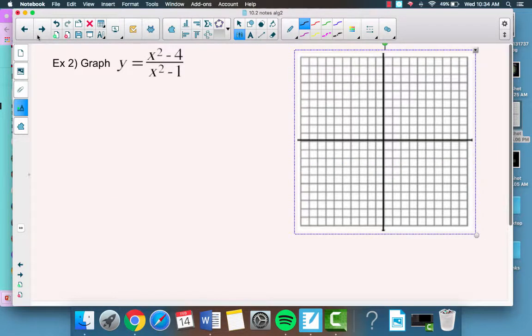So let's try example 2. Example 2 is a little bit different because now we've got two different types of equations on the top. We have an x squared and an x squared. So I'm going to go through my process again.